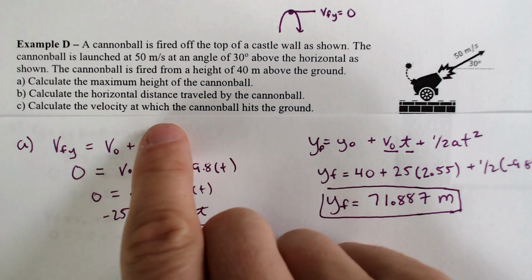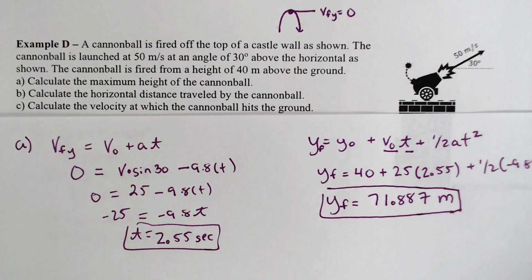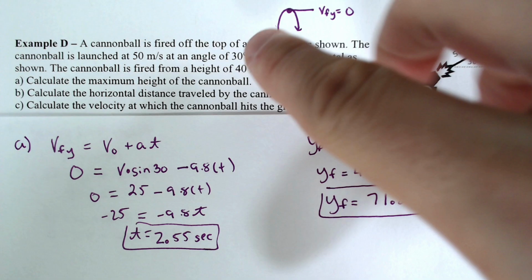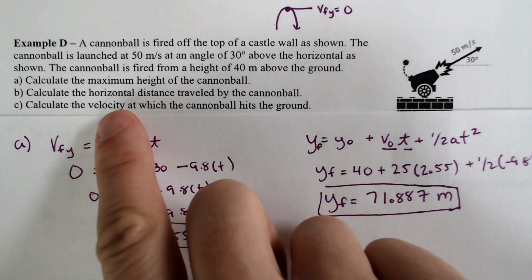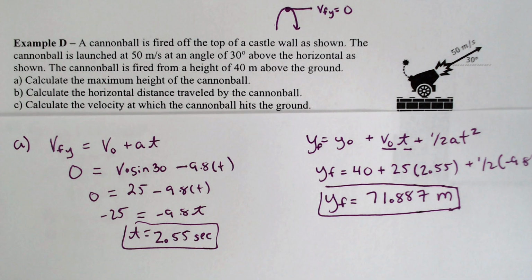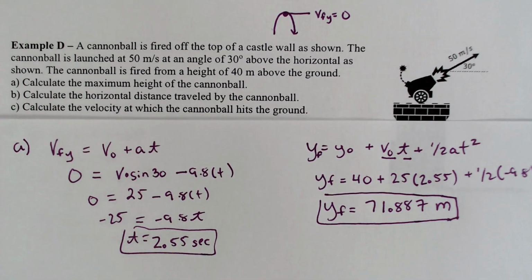Calculate the horizontal distance traveled by the cannonball. It does not matter for the maximum height. The horizontal distance has nothing to do with the maximum height, unless we're talking about the horizontal distance traveled when it reaches the maximum height, but I think it wants to know the actual horizontal distance when it hits the ground again.